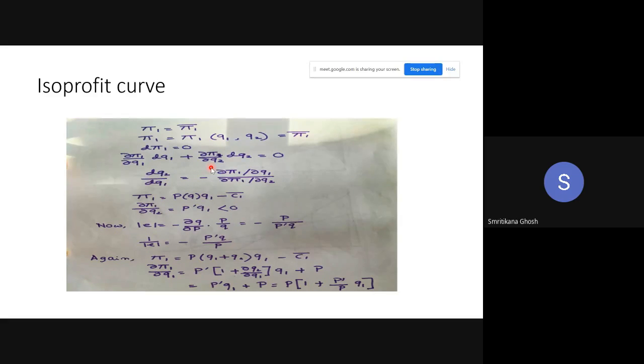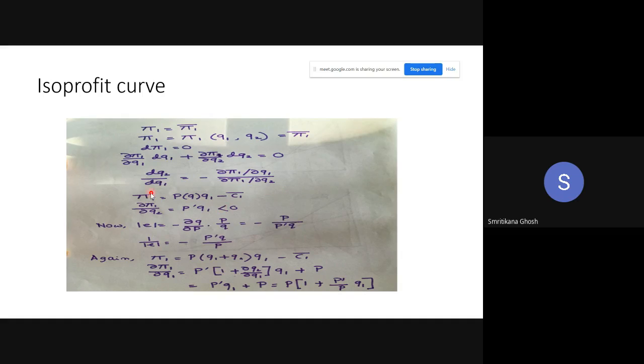Yeah. So this is the slope of your isoprofit curve, but that is not giving you any idea what will be the shape. But somehow you find out the slope dq2 dq1, because here the dependent variables are q1 and q2, so you have to draw the curve in the axis q1 q2. Okay, so dq2 dq1 is this.